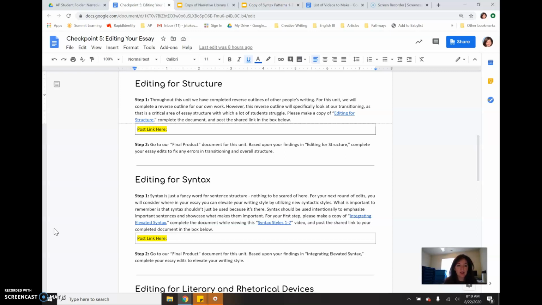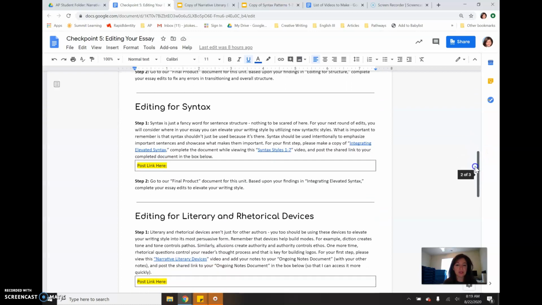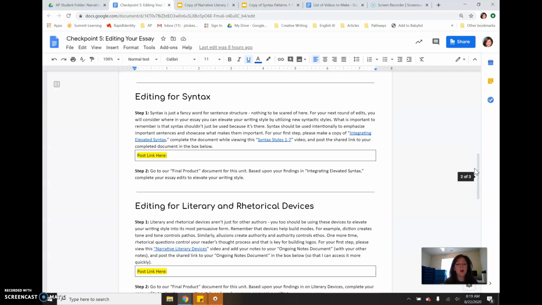So in your editing document, you should have already edited for structure, which is those big overarching edits, and hopefully you got some help from a peer or someone else. And now we're moving on to editing for syntax. Syntax is just a fancy word for sentence structure. What I'd like you to do is some intentional editing, where you go through your essay and ask yourself where you can utilize syntax that will elevate your style.